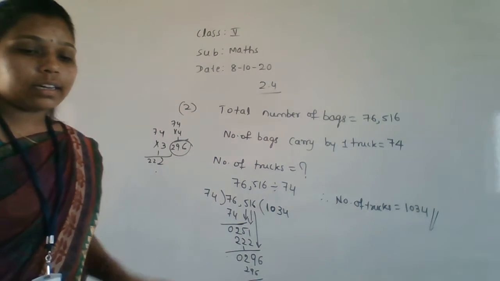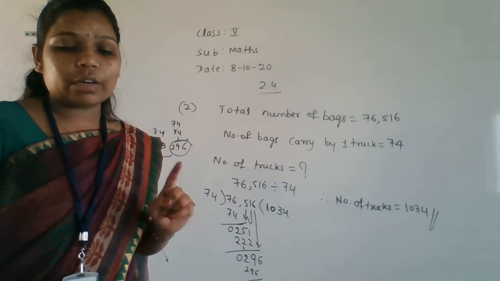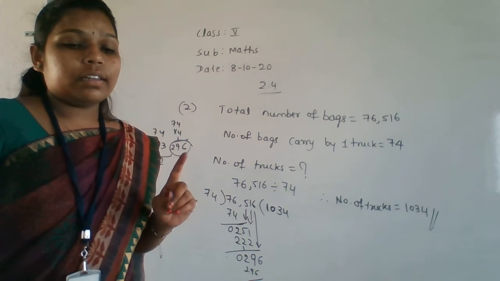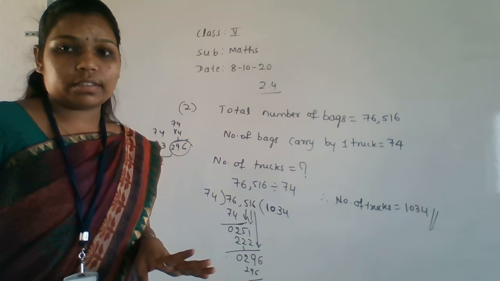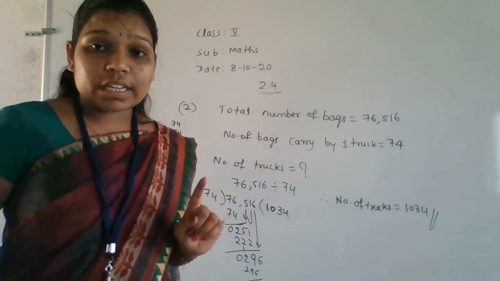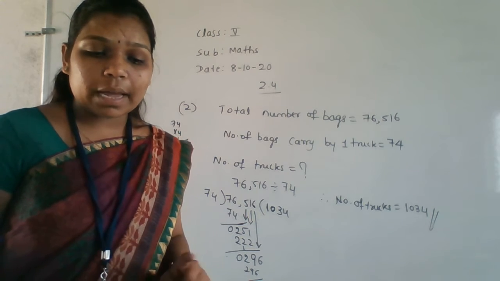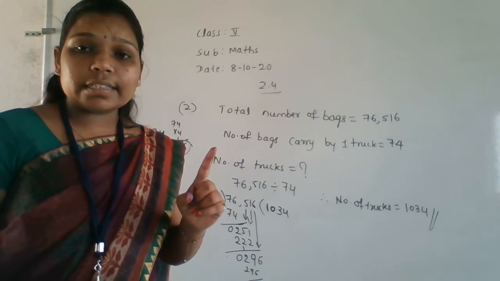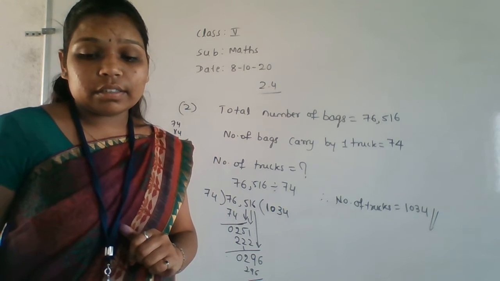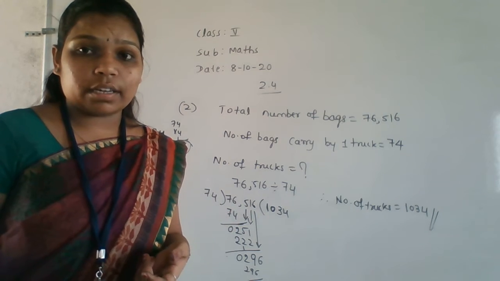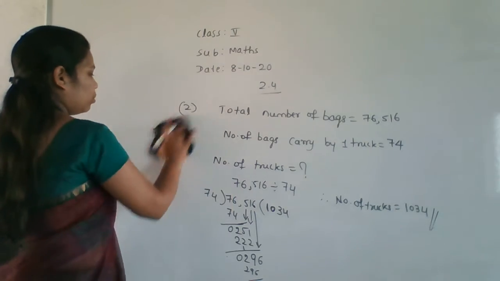Third one. There are 34 crayons in one box. How many boxes are required to pack 89,658 crayons? Okay, we have a total number of crayons of 89,658, but one box contains 34 crayons. How many boxes do we need to pack all the crayons here? So that is also the same division only. Do the division. Third one.